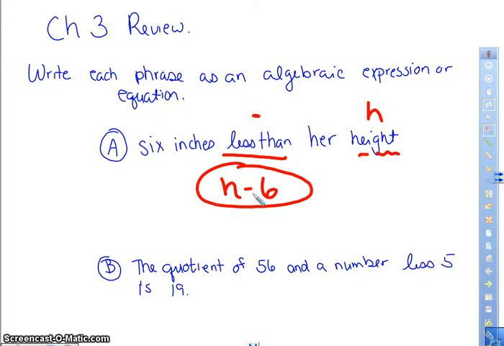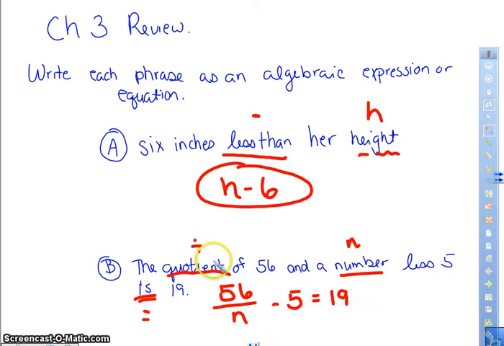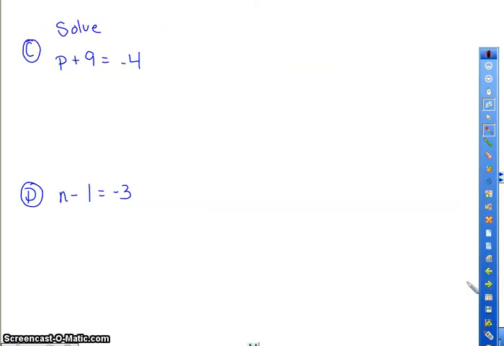Part B, the quotient of 56 and a number less 5 is 19. So quotient is division, and I'm dividing 56 divided by a number. And I don't know what that number is, so I'm going to call it n. Less 5, so I'm subtracting 5. Number is represents the equal sign, 19. When you get done with these, you should always read back through the expression or the sentence and make sure it correlates correctly. Make sure you know what those verbal phrases are and you have them in your notebook so you have them ready to use on the test.